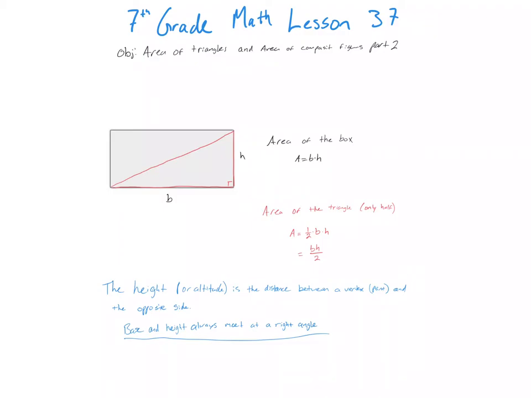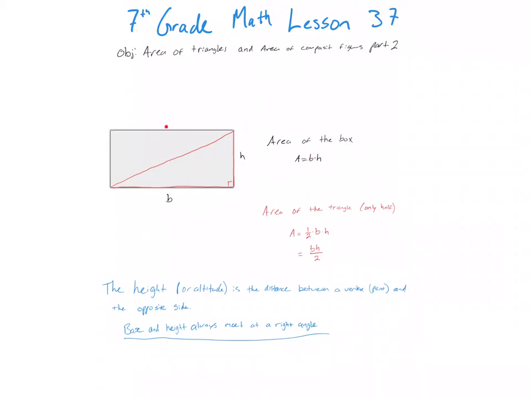And before we start with areas of triangles, let's first remember how to find the area of a rectangle. I said a box here. A rectangle or a square. Remember, the area of a square or a rectangle is just simply the length times the height, or the base times the height. So just b times h.